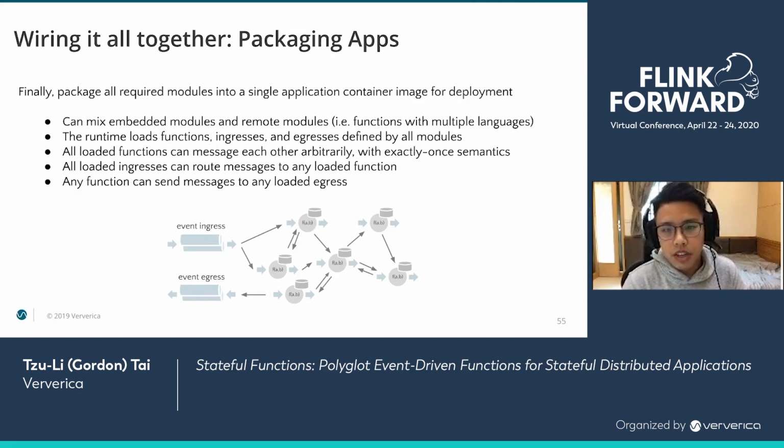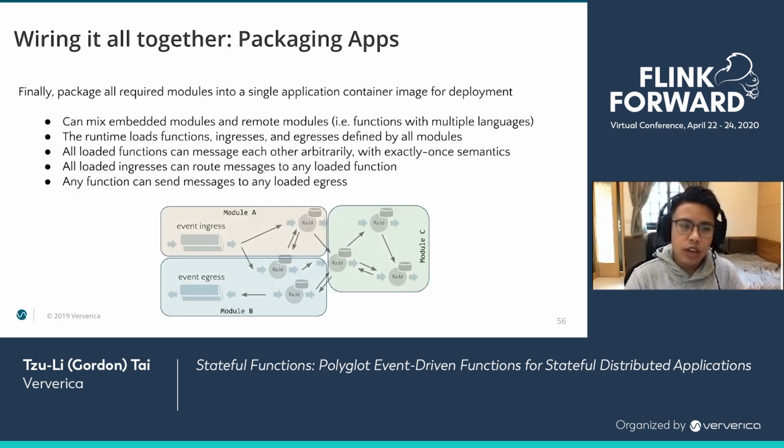Now, wiring it all together is to package multiple modules into an application that you can finally deploy. As we just previously mentioned, a stateful function application consists of multiple modules. You can mix embedded modules and remote modules. What this means essentially is that you can have multiple functions in your application, each with their own language implementation. Now, the runtime loads all functions, ingresses, and egresses defined by all modules, and all loaded functions can then message each other arbitrarily with exactly-once semantics, and all loaded ingresses can route messages to any loaded function, and any function can send messages to any loaded egress.